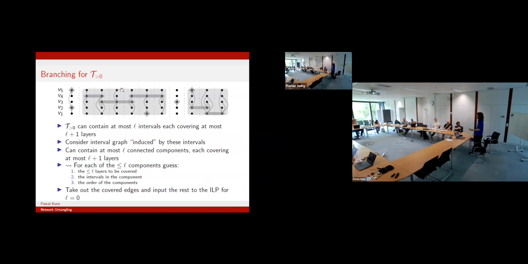So I can take out all the edges that are covered by this, and then I can input the rest of the temporal graph to the ILP. And the ILP is going to tell me what these diamond intervals look like. So this can also involve intervals that are within the shaded areas, because these shaded areas might leave some edges uncovered. Yeah, so that's the basic idea behind this algorithm.